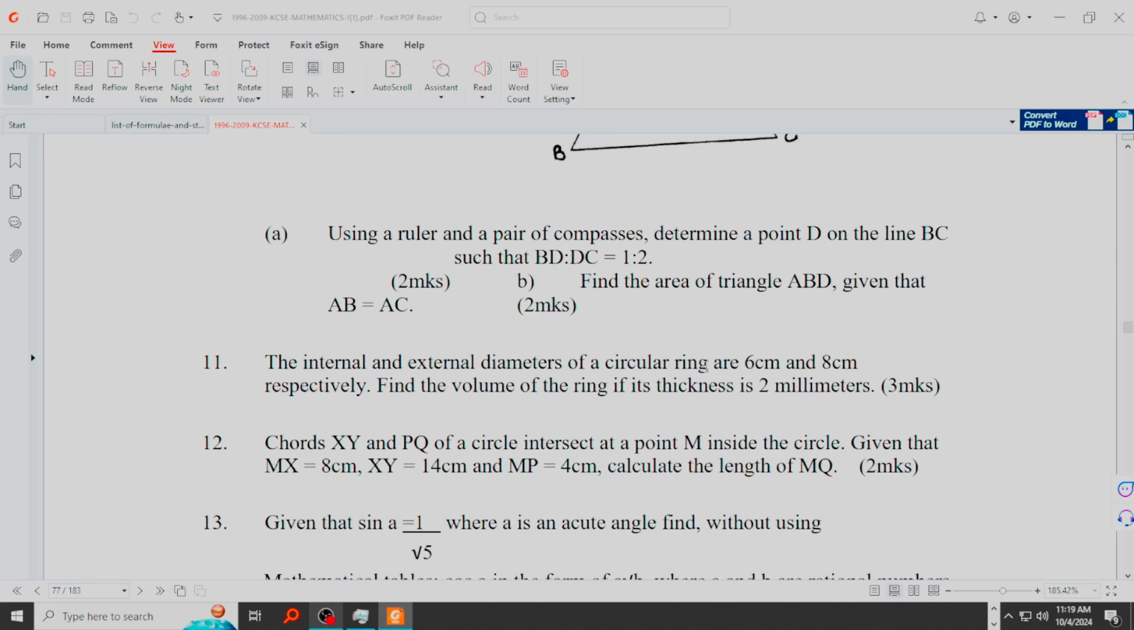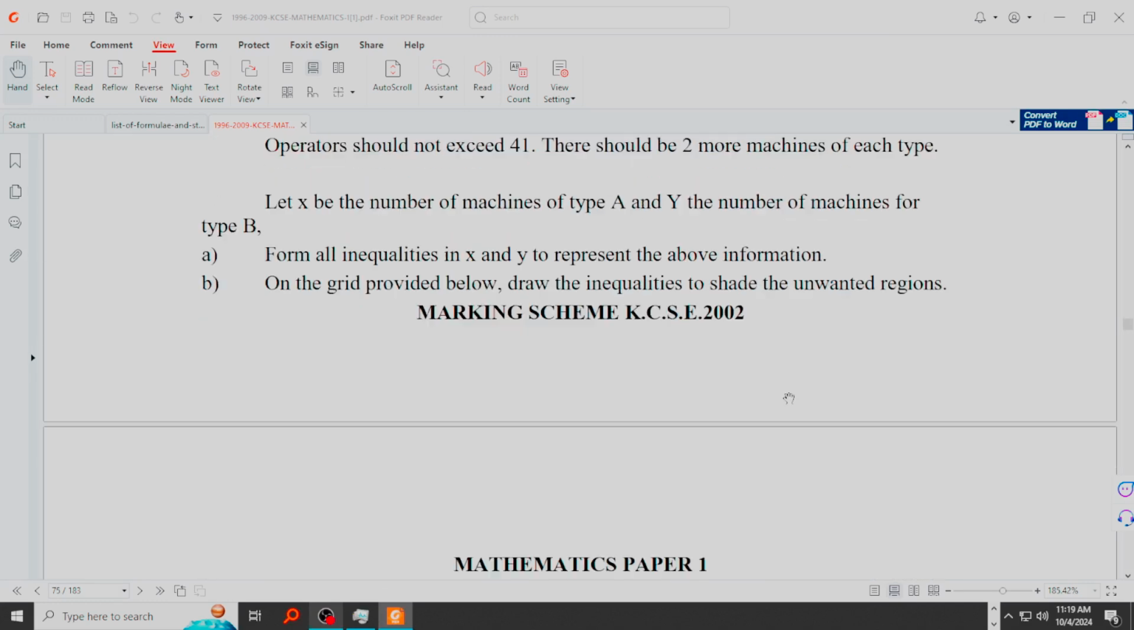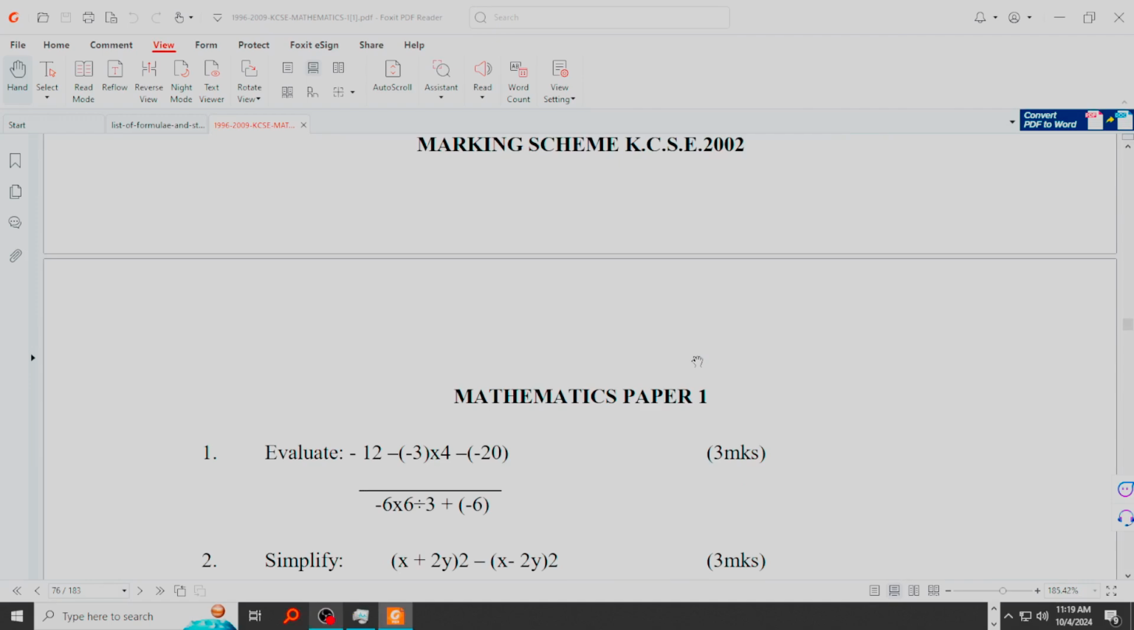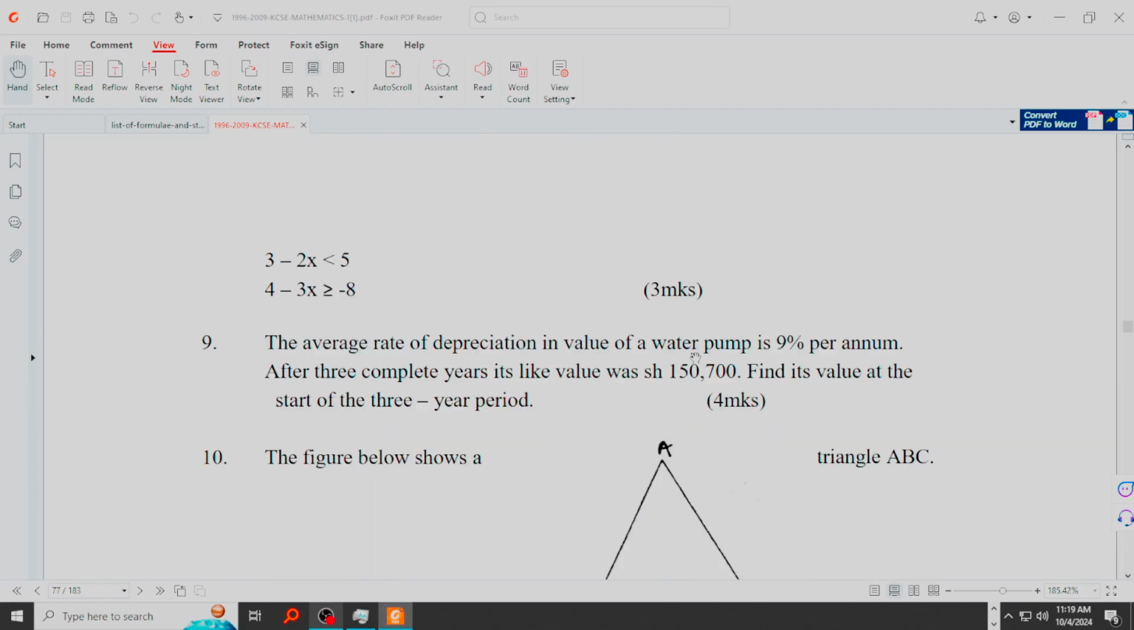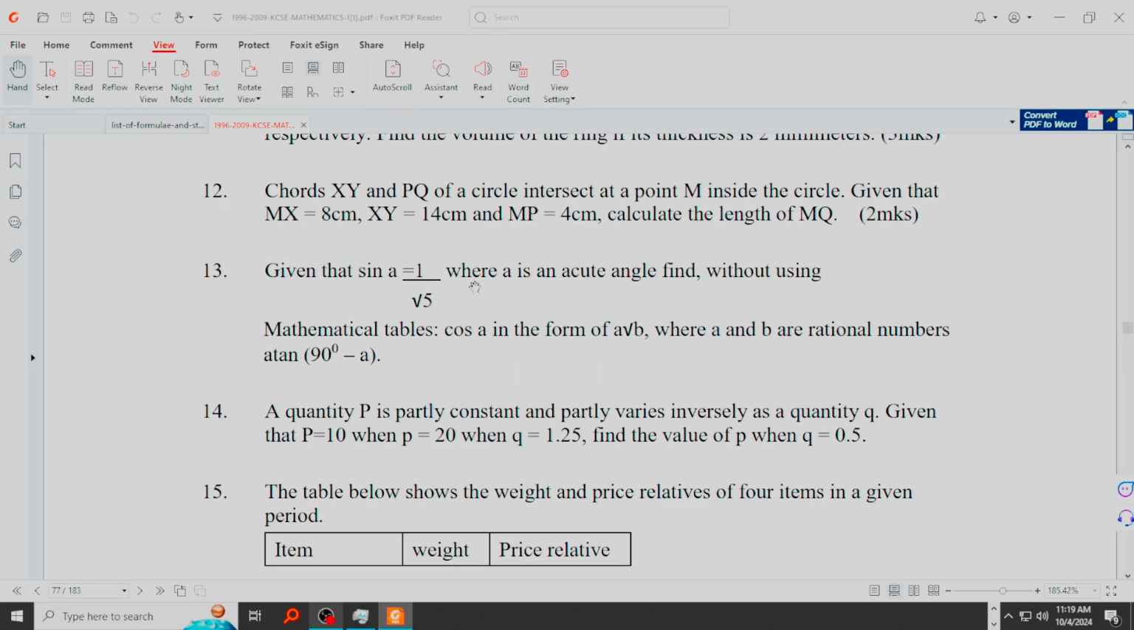From the paper 2002, we consider question 13, which reads: given that sin of A is 1 over root 5, where A is an acute angle, find without using mathematical tables cos of A in the form A root B, where A and B are rational numbers. Also find tan 90 degrees minus A. Let's look at the solution.